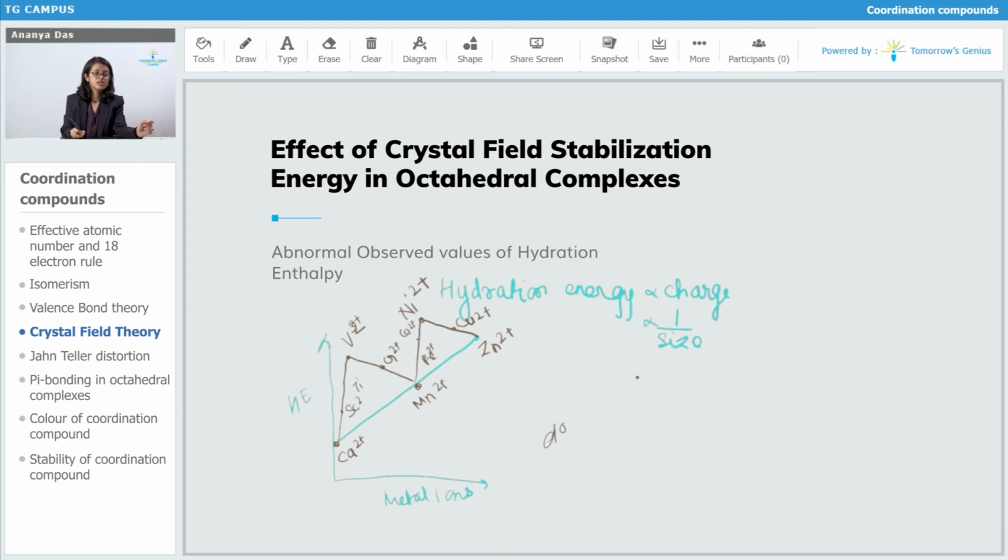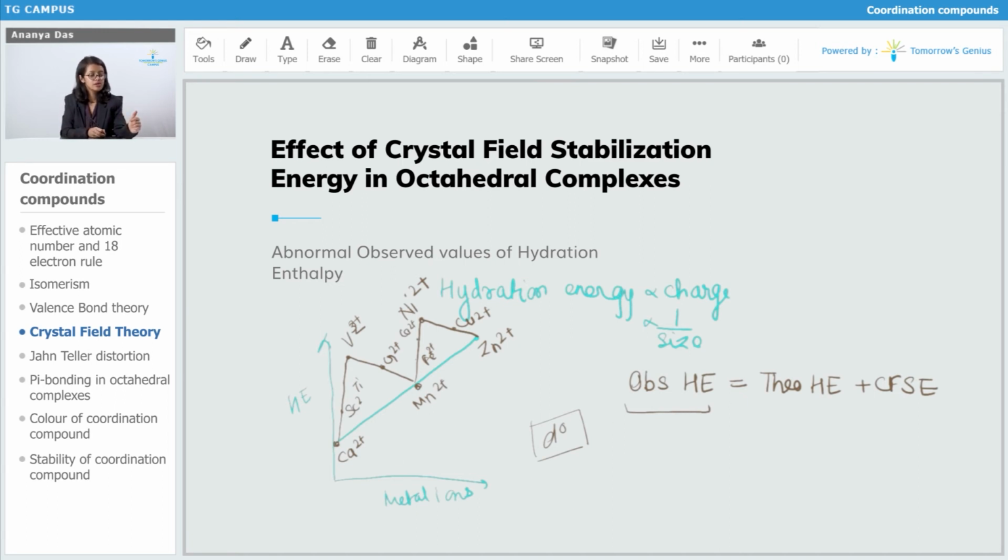This again, the reason is that the observed hydration energy is equal to the theoretical hydration energy plus the CFSE. As the CFSE increases, the observed hydration energy increases. That is why for vanadium 2 positive and Ni2 positive we get the highest hydration energy, whereas for Mn2 positive and zinc 2 positive the hydration energy is equal to the theoretical hydration energy because there is no CFSE. Similarly for Ca2 positive also, Ca2 positive is d0. So that is why it also has the CFSE equal to 0.